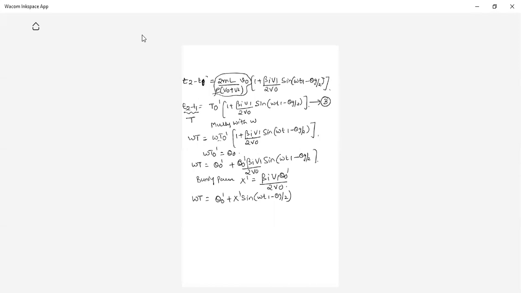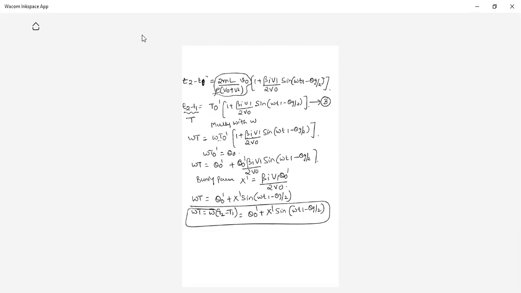Now omega T is equal to omega (T2 minus T1), which is nothing but theta dash plus X dash sine omega T1 minus theta G by 2. So this is another form of the round trip transit time. This is actually the original form. There we have considered only T naught, the round trip transit time; T naught dash we have taken. But by considering everything, this is the round trip transit time expression we are going to get.